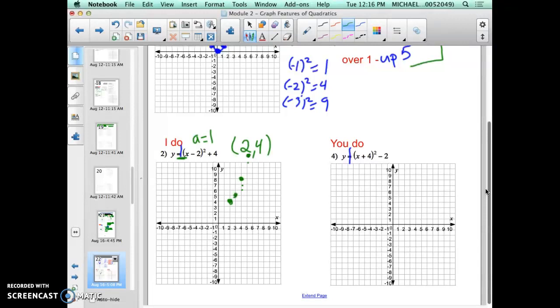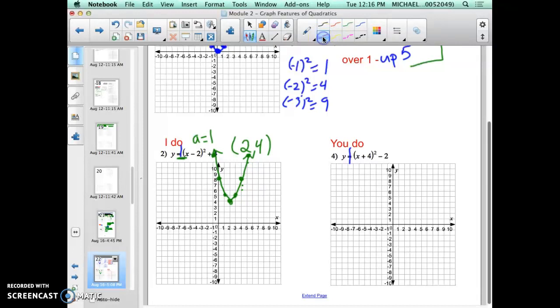At times, you might have to estimate where it is on the graph like I just did. That's totally fine. So now I go over 1, up 1. Over 1, up 1, 2, 3. And over 1, up 1, 2, 3, 4, 5. So this is a much better drawn graph of this given function in vertex form.